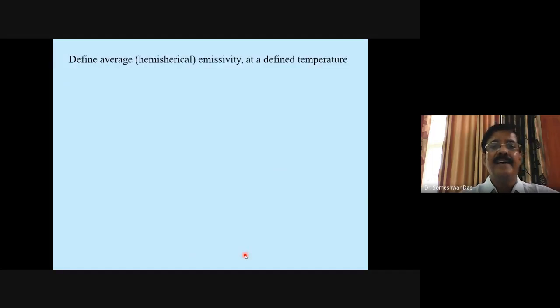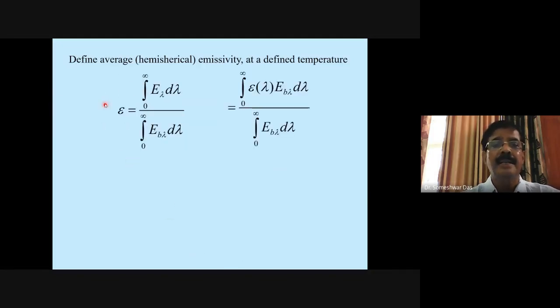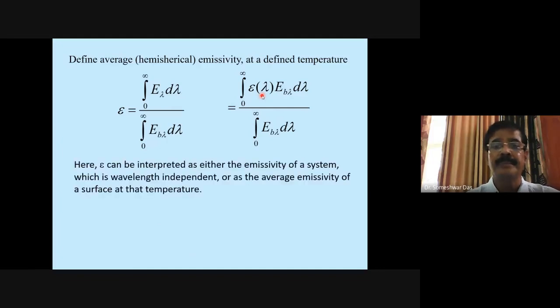Now we define the average hemispheric emissivity at a defined temperature. It is given by epsilon, the ratio of the integral over all wavelengths of E lambda d lambda divided by the integral over all wavelengths of the black body radiation, and this is equal to, expanding E lambda in terms of epsilon lambda, the integral of epsilon lambda EB lambda d lambda divided by the integral of EB lambda d lambda. So this is the average hemispheric emissivity at a given temperature.